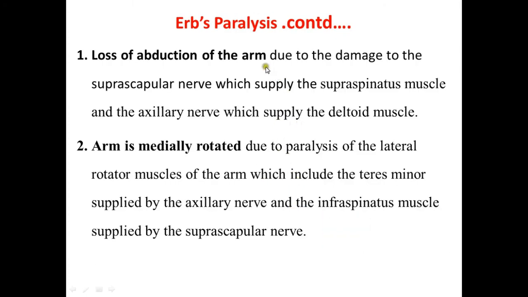What happens in Erb's paralysis? Loss of abduction of the arm due to damage to the suprascapular nerve, which supplies the supraspinatus muscle, and the axillary nerve, which supplies the deltoid muscle. The arm is medially rotated due to the paralysis of which muscles? The lateral rotator muscles of the arm. What are the lateral rotator muscles? Teres minor, supplied by the axillary nerve, and infraspinatus muscle, which is supplied by the suprascapular nerve.